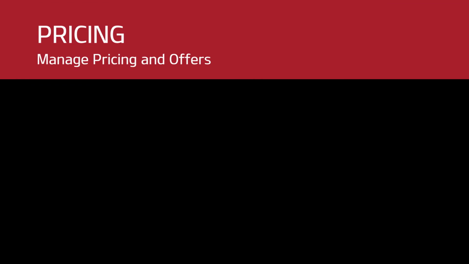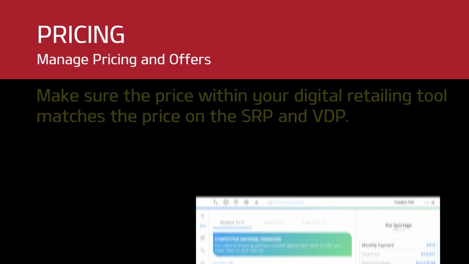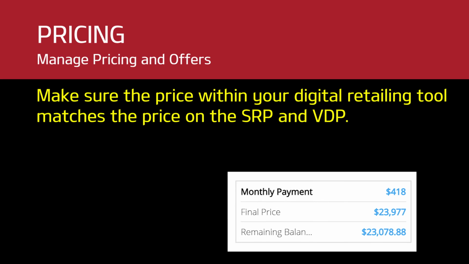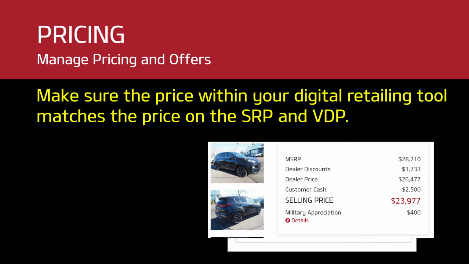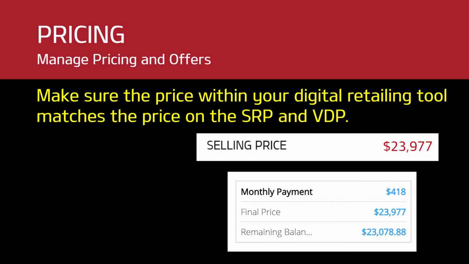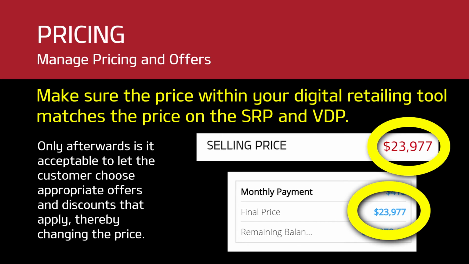In some cases, SRPs and VDPs may include ancillary offers and adjustments, but it is very important that the price within your digital retailing tool matches the price on the SRP and VDP at the start. Only afterwards, as the customer moves through the digital checkout, is it acceptable to let them choose the appropriate offers and discounts that apply, thereby changing the price.